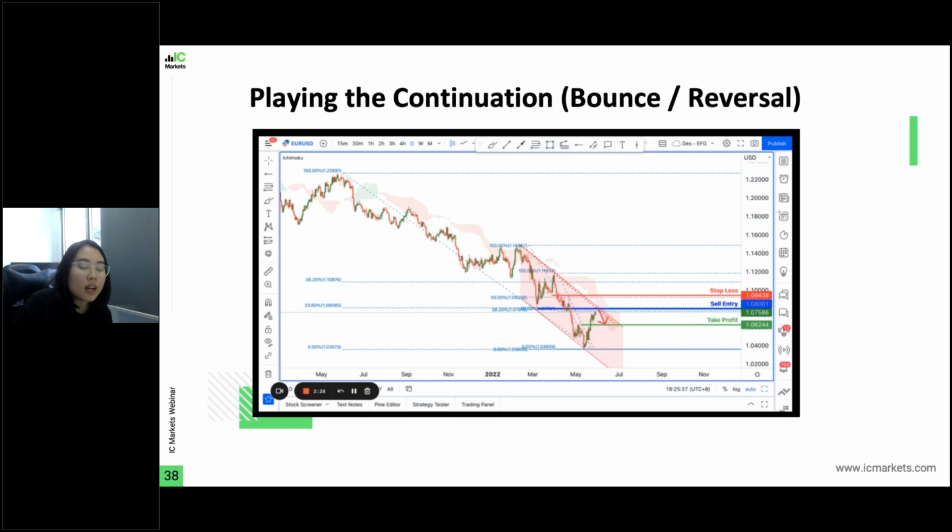I trade 1 hour and 4 hours most of the time. Yeah, so it's a play on continuation. This is a very good example, by the way. There's a horizontal level here, there's overlap here, there's Fibonacci, 2 Fibonacci levels, 3 Fibonacci levels standing up here. It lines up with the channel. This is a very good confluence. You enter here for a sell.